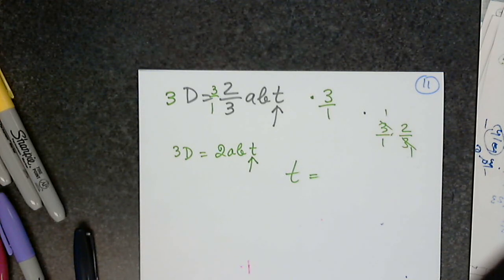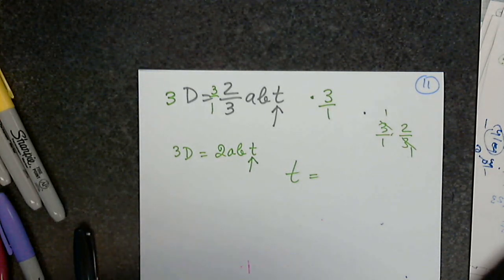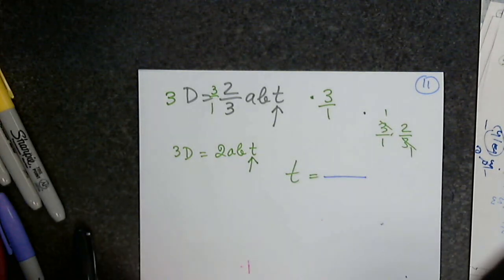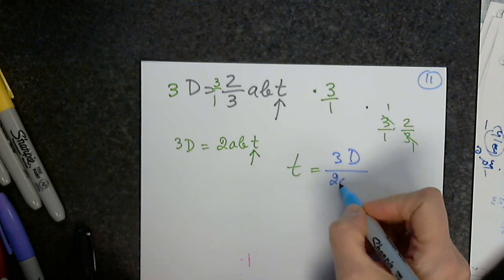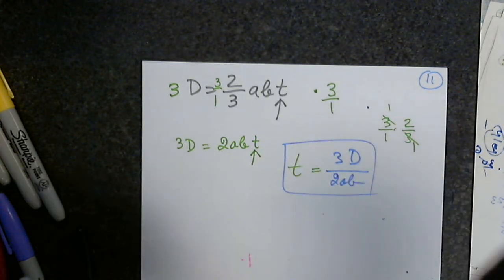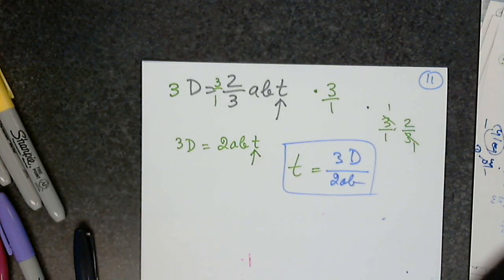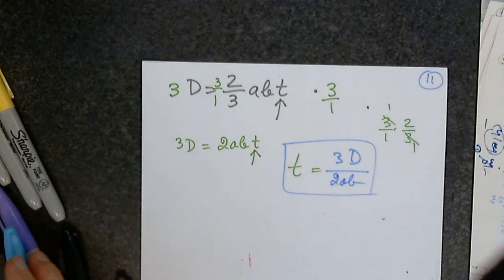You divide both sides by 2AB. Of course. And the answer is? 3D over 2AB. Very good. This is it. So disregard everything else. Assume that they are numbers. Just focus on the variable and apply the concepts that we know in solving equations. The same steps as if you have numbers.